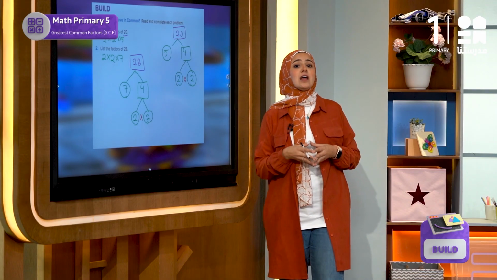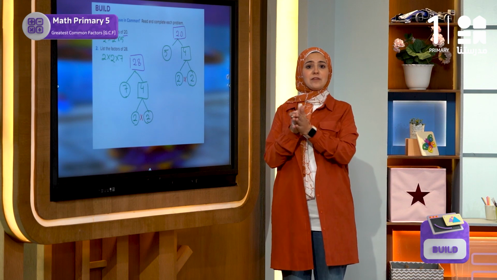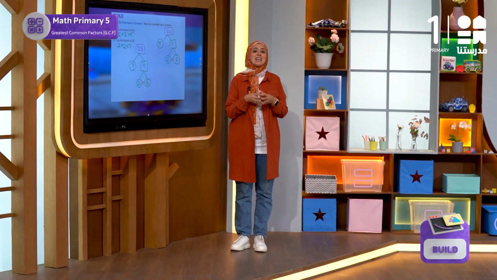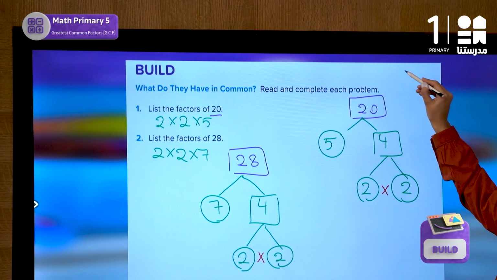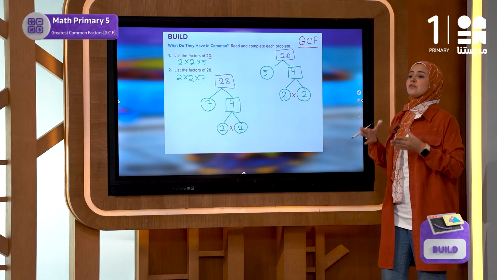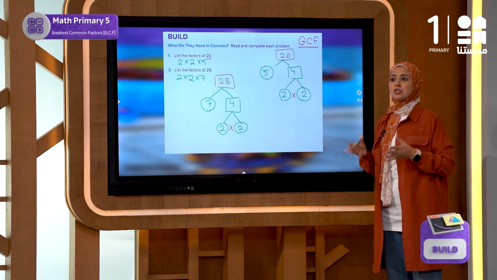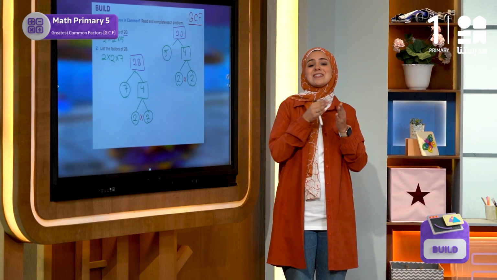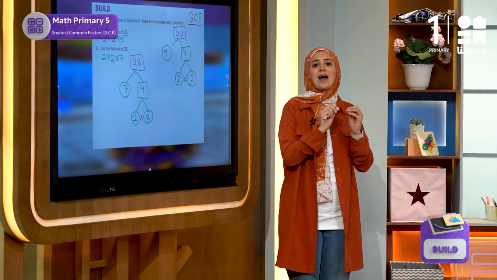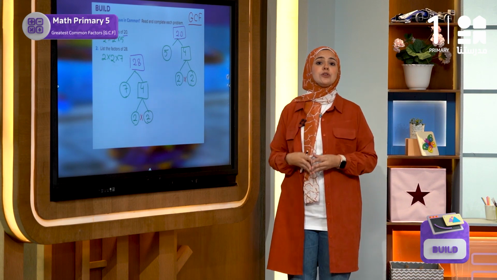We have studied this before, which is the greatest common factor in primary 4. And the mathematicians, they give it these letters as an abbreviation: greatest common factor. To find the greatest common factor, what do we do? We are going to use the factor tree as we see over here. We're going to circle the prime factors in one of the 2 numbers.